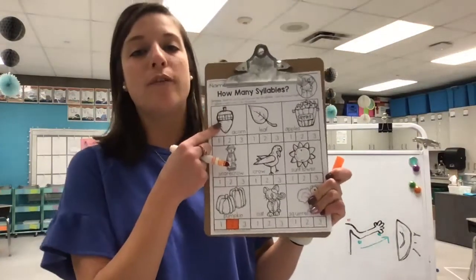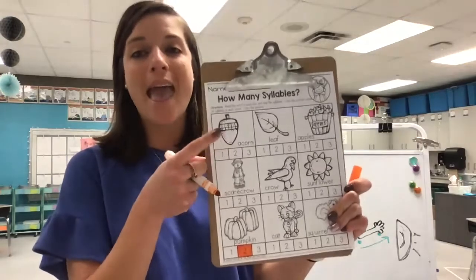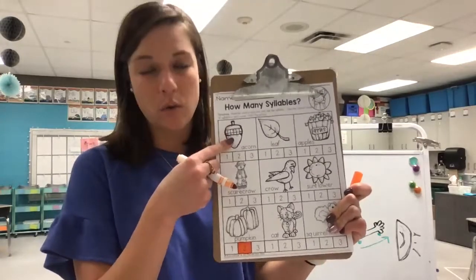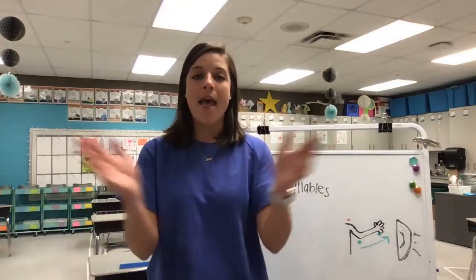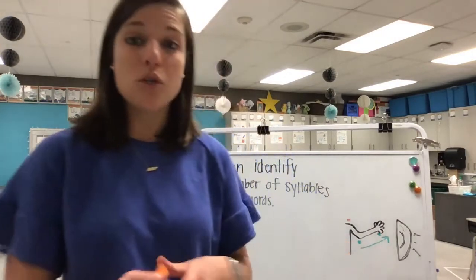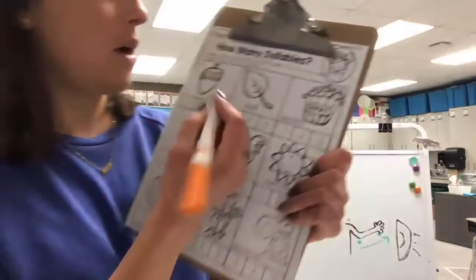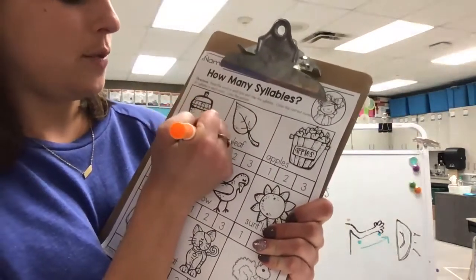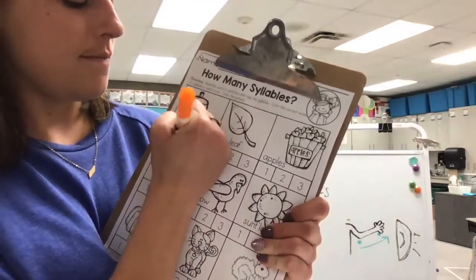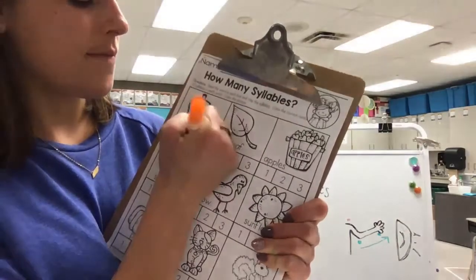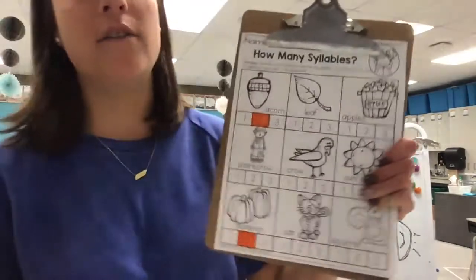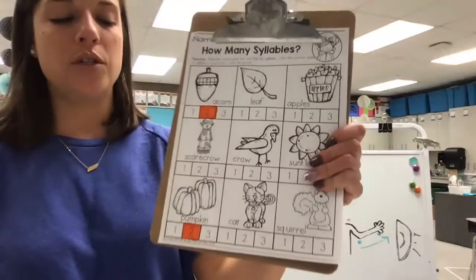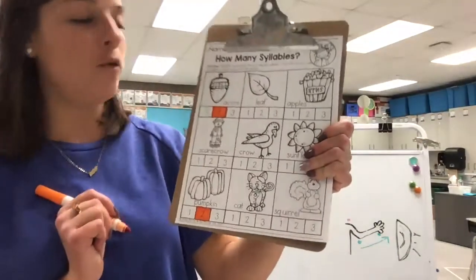So I want you to touch your first picture and I want you to say acorn. Acorn. This is an acorn. Good. So let's clap out the number of syllables in the word acorn. Ready? Acorn. How many syllables? 2. We clapped 2 times. So I want you to frame and color your number 2. If you need to pause the video to give yourself more time to do it, you can do that. Or if you're ready, go ahead and move on with us.